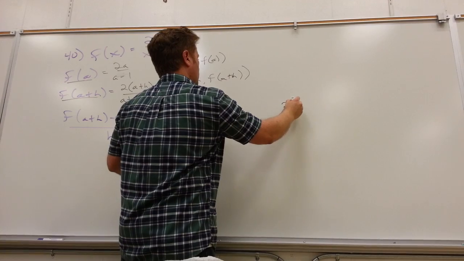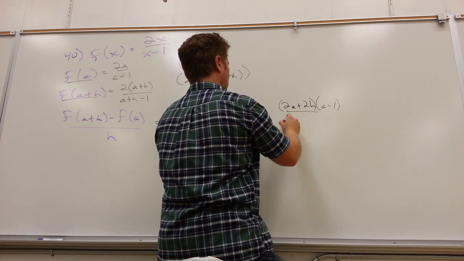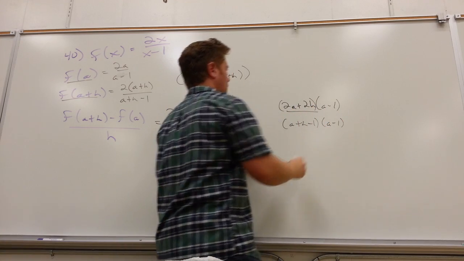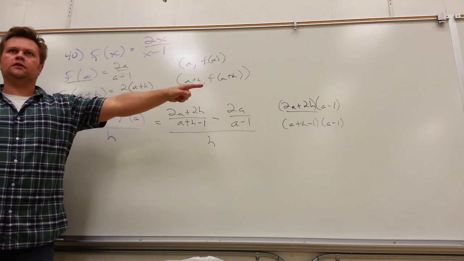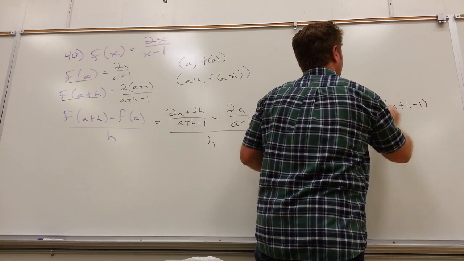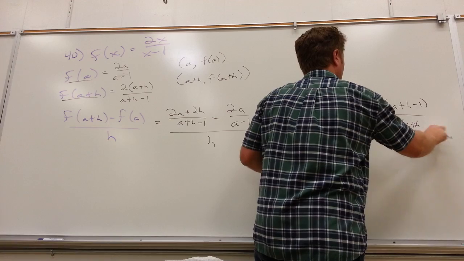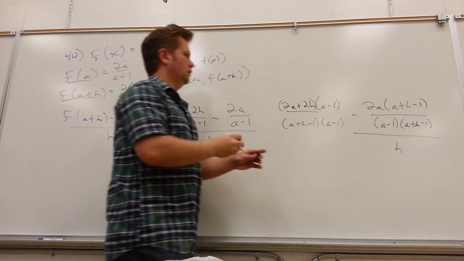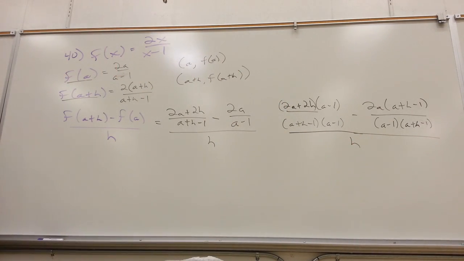So you have (2a plus 2h) times (a minus 1) over (a plus h minus 1) times (a minus 1). So far, so good? Yeah. So I'm giving this guy what he's missing minus this guy times what he's missing. Got it. And of course, it's all over h. So now, thank God, a couple of steps and a lot of things kind of cancel out, right?